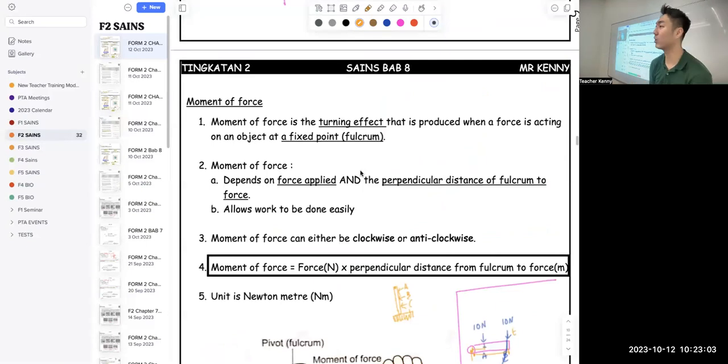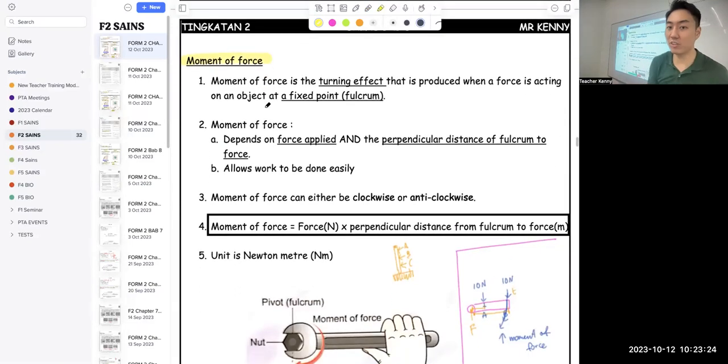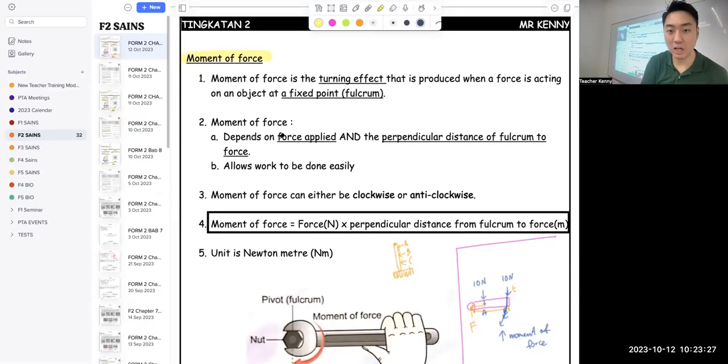So what do we call it? We call it a moment of force. In simple words to remember, it is the overall force that takes into consideration the distance as well. So moment of force is a turning effect, basically the overall effect produced when a force is acting on an object. That's all. Moment of force depends on two things: how strong you press and the distance of your fulcrum to the force.